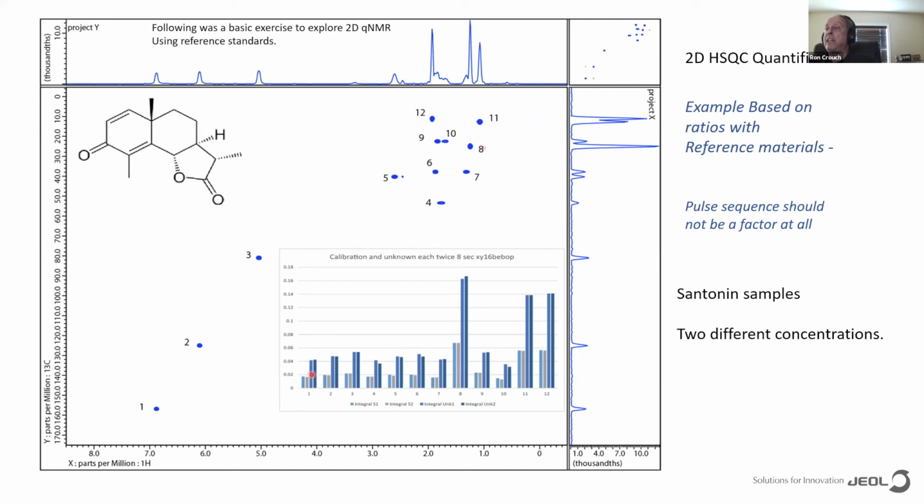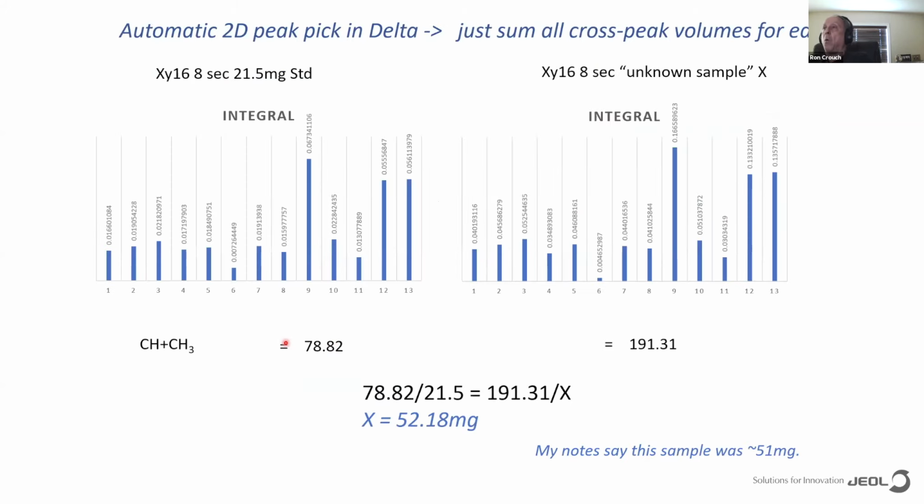So these are the intensities, the volumes extracted, of all of the cross peaks of santonin for the two different samples. We have a weak one and a strong one. Well, we can throw it all into a spreadsheet and get the numbers out and, lo and behold, do a simple ratio. So we have, in this case, a known compound. The weaker one was 21.5 milligrams. Here's an unknown sample. We compare those in a simple ratio and we come up with 52.2 milligrams as the amount of material that's in the tube.